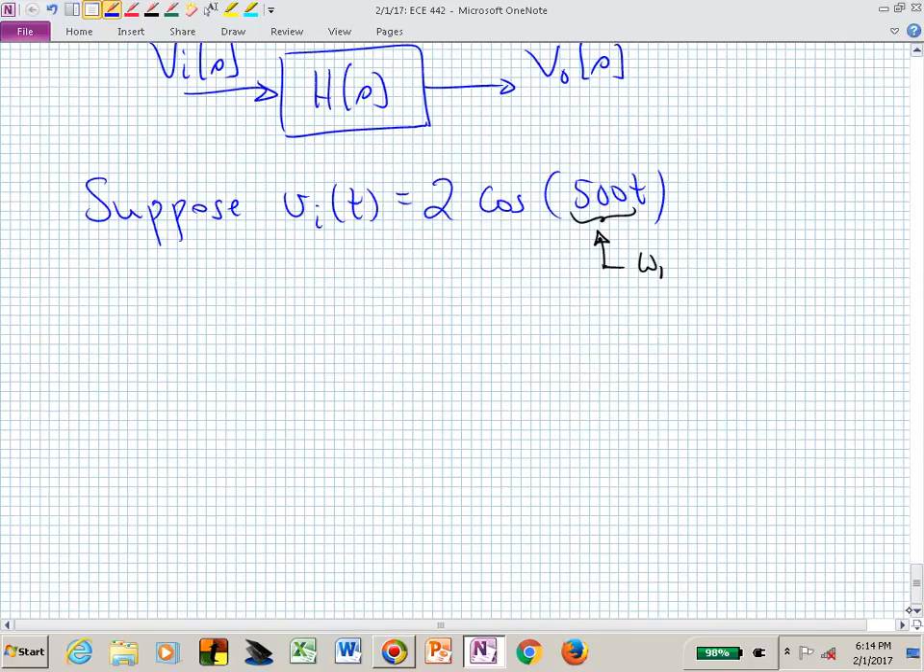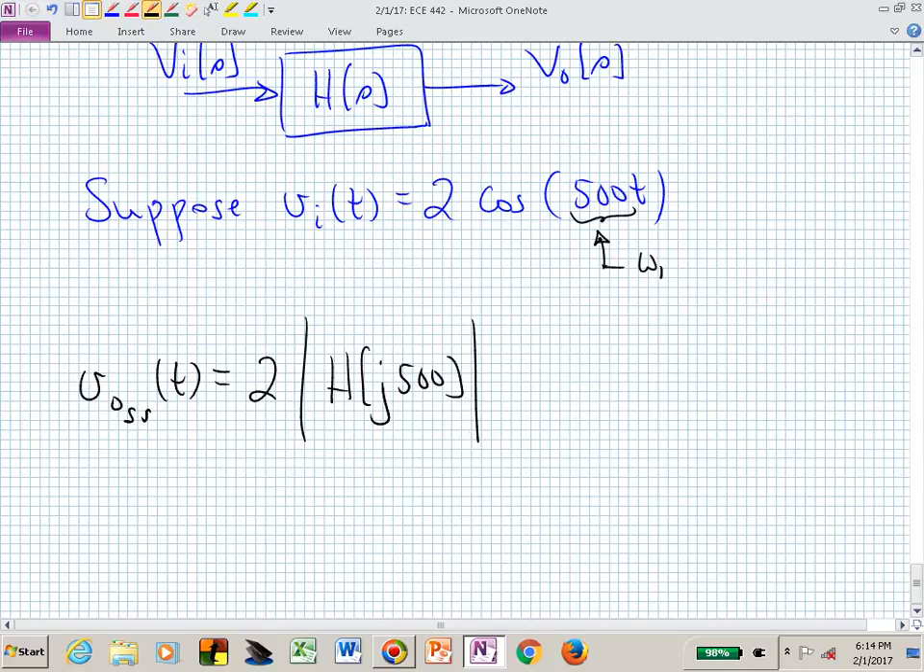And if you remember from earlier classes, you could say that the sinusoidal steady state of the output is 2 times the magnitude of our system at the frequency that we excited the system at, which is 500, cosine. There it's moving at the same rate that we are exciting it, which was 500, plus the angle of our filter or system at that frequency.